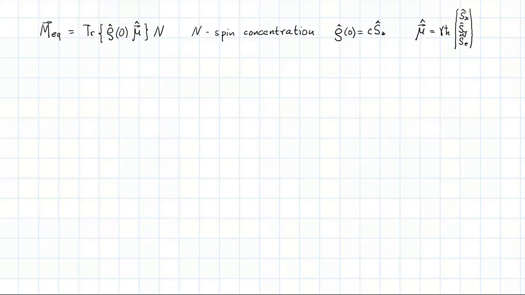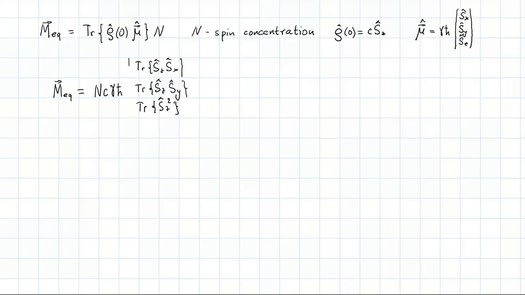Hence, I obtain for the M equilibrium vector, N C γ ħ, multiplied by the vector with the three components: trace SzSx, trace SzSy, trace Sz squared. Since the trace SzSx and the trace SzSy are 0, and the trace Sz squared is 1/2, I obtain the initial magnetization vector in the form N C γ ħ, multiplied with the vector with only one non-zero z component.